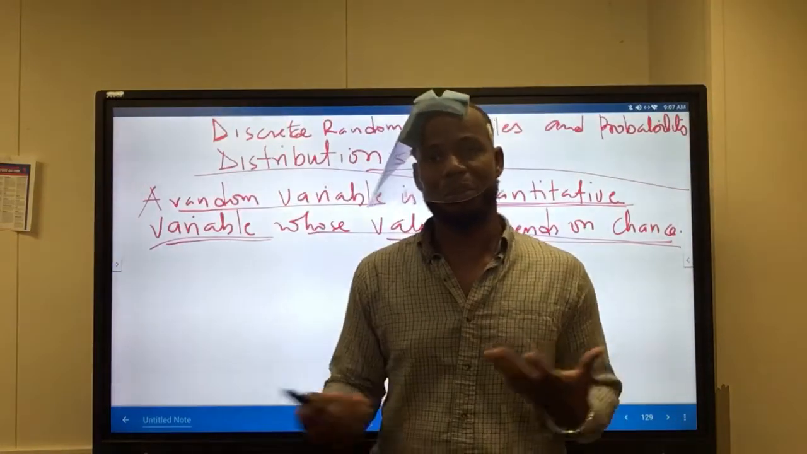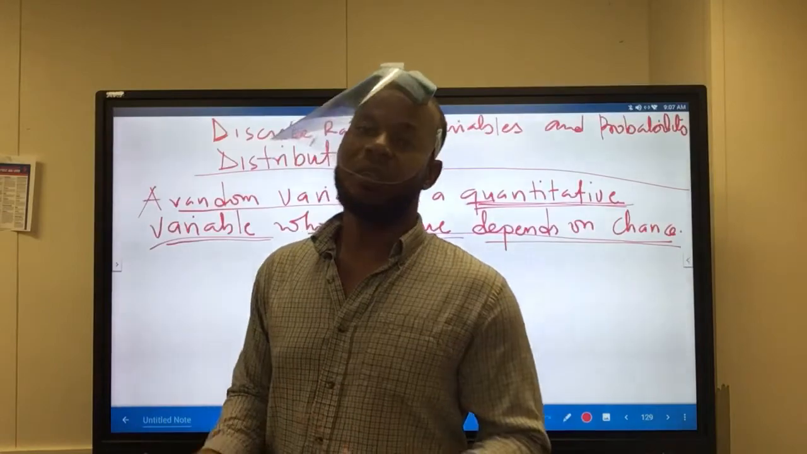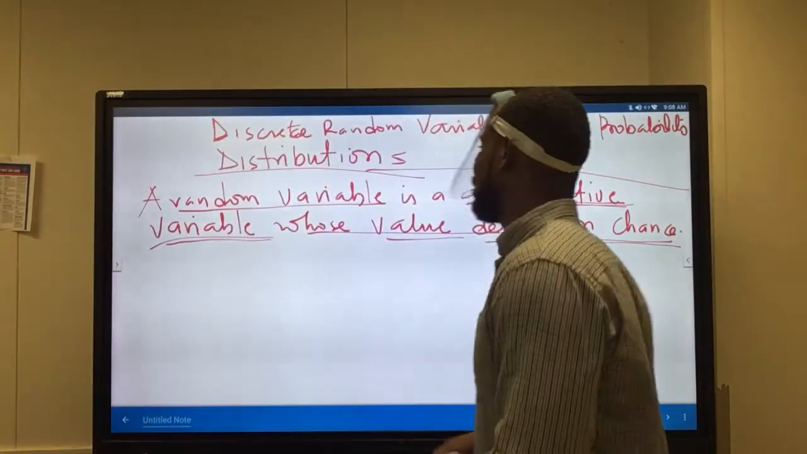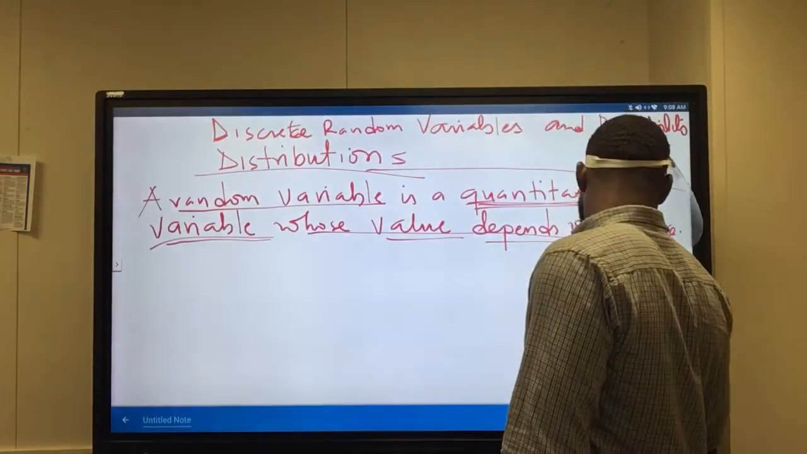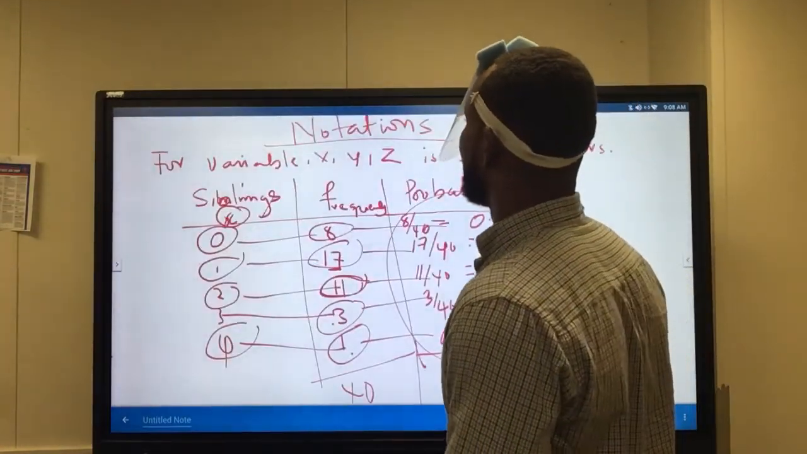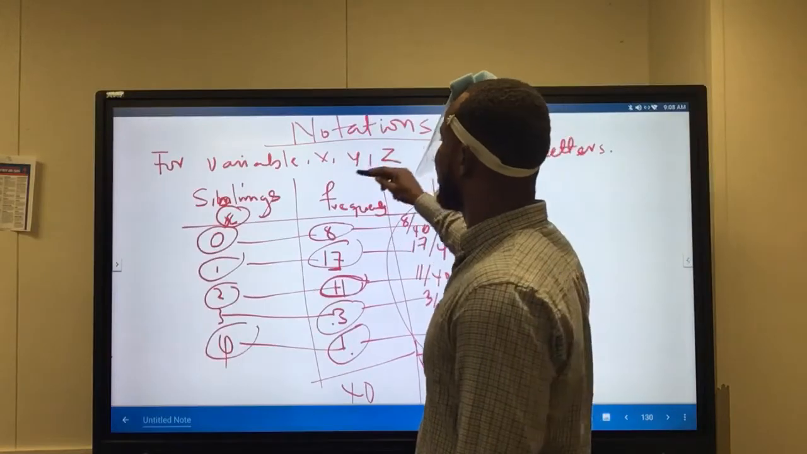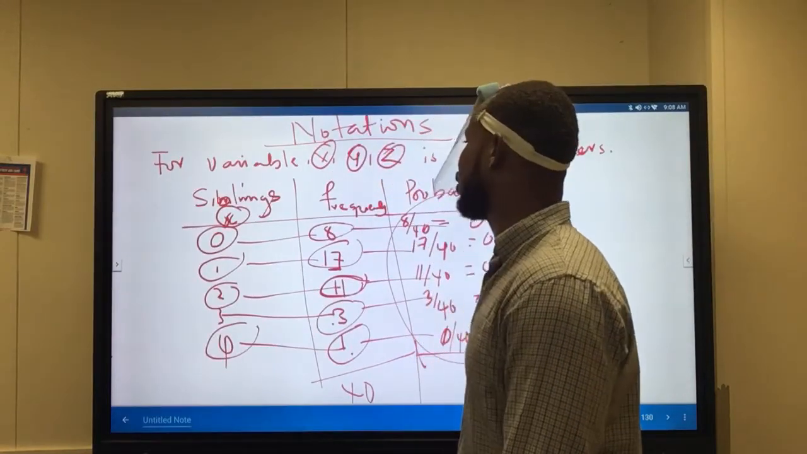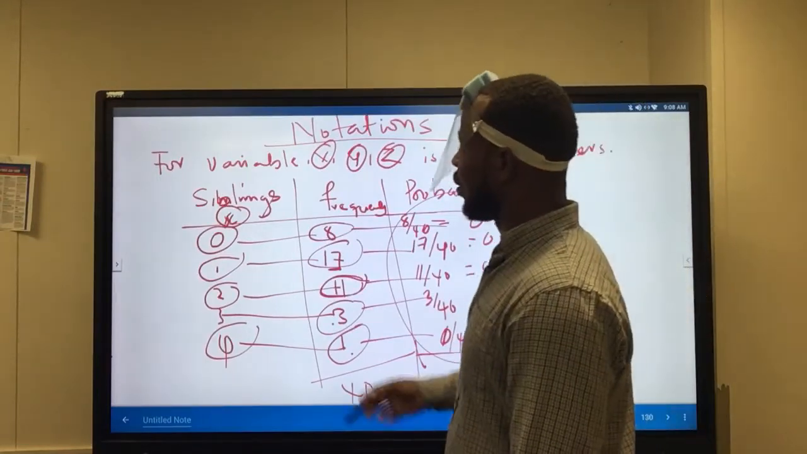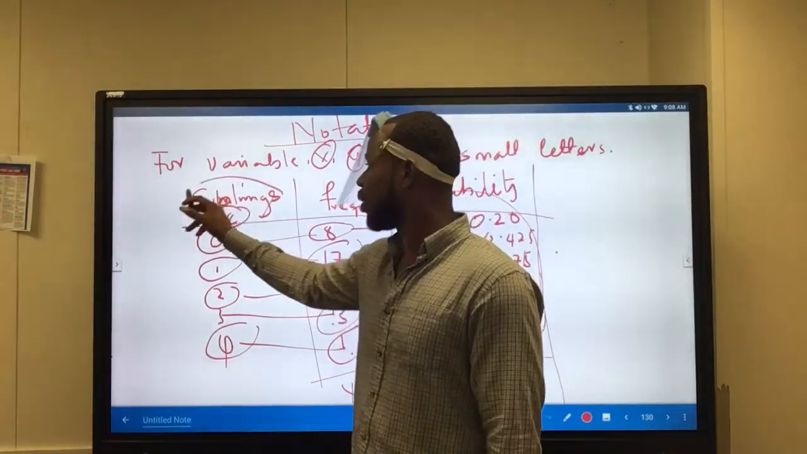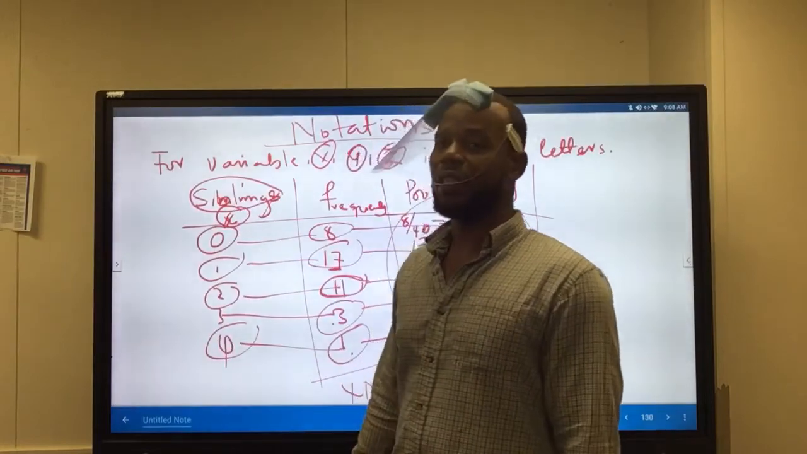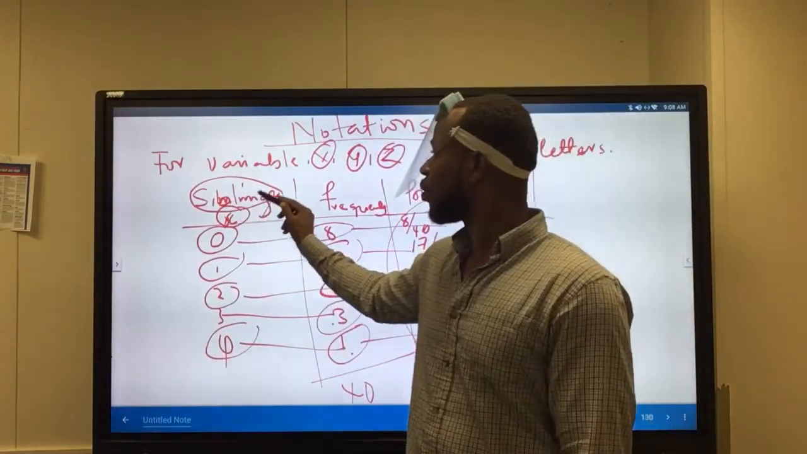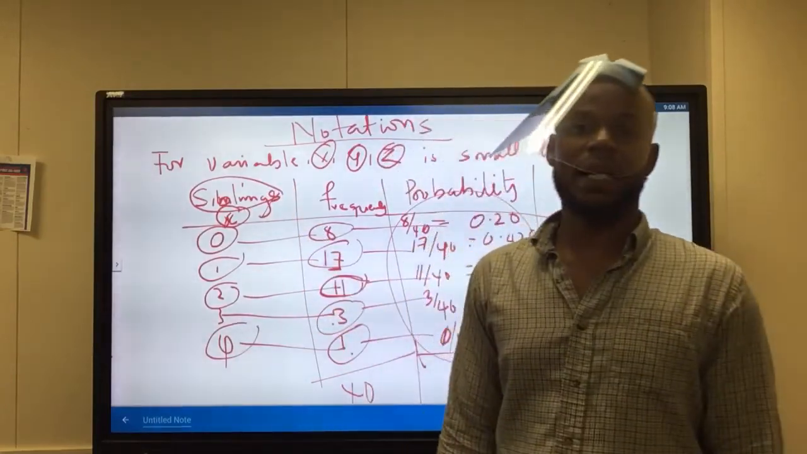When they say chance, most of the time in AQR we are talking about probabilities. So with that said, let's say that with the notation, x is a random variable, y is a random variable, and z is a random variable. Now this is a typical example. We are saying that the siblings here are represented by x.